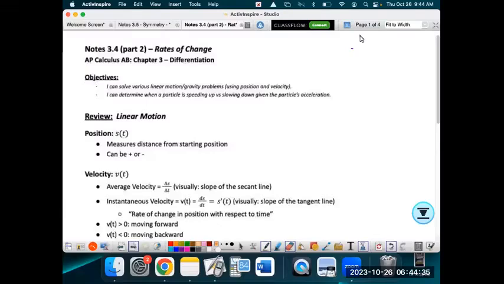Welcome to Notes 3.4 Part 2. In this set of notes, we are going to be talking about gravity problems, and we are also going to be talking about the relationship between velocity and acceleration.